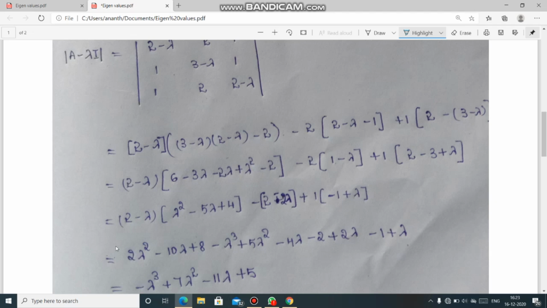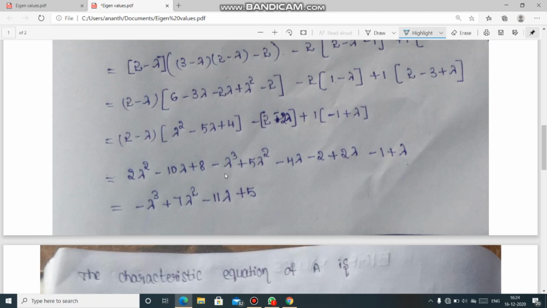Now, multiplying this equation with 2, we get 2 lambda square minus 10 lambda plus 8. Next, again multiply this equation with minus lambda, we get minus lambda cube plus 5 lambda square minus 4 lambda, and multiplying this one with minus, we get minus 2 plus 2 lambda, plus 1 minus lambda.